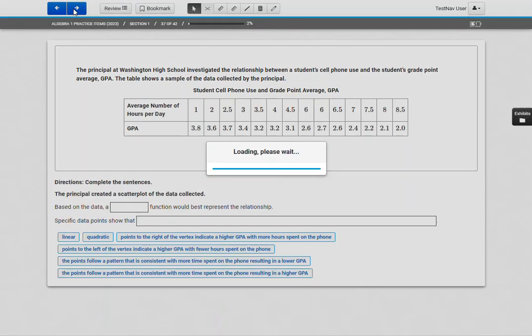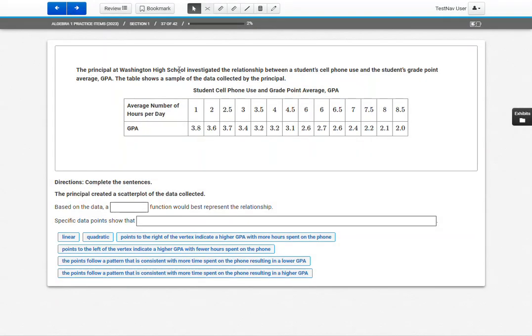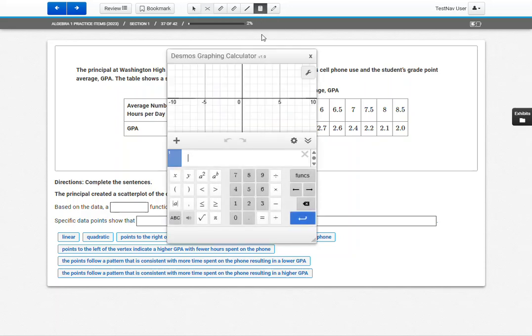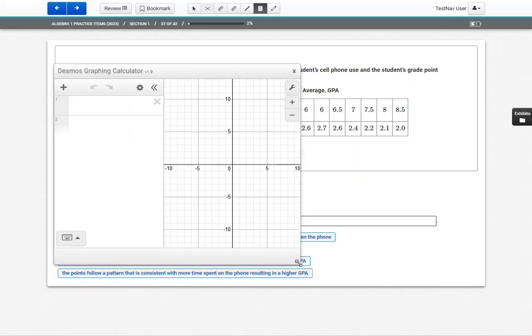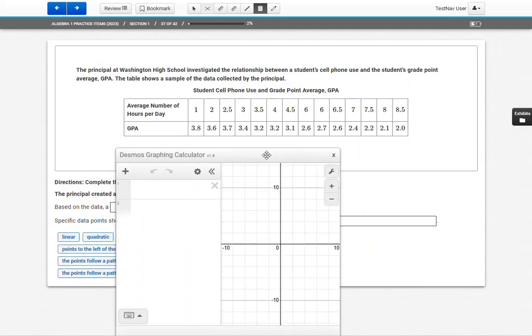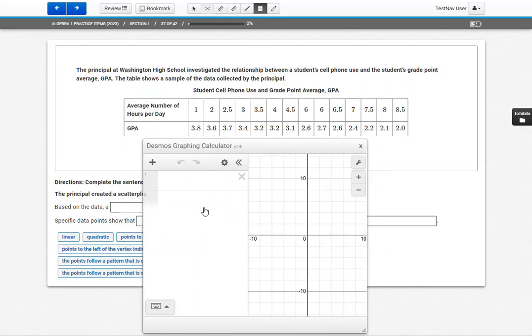Alright, next one. It says the principal of Washington High School, so it's the same information. It says based on the data, so we want to see if it's a linear or if it's a quadratic. Well, let me go ahead and see what it looks like in Desmos. So here's my Desmos. I'll go ahead and plug the data in. You're going to have to kind of adjust to see how it will look. So to put the data in here, I will go ahead and press the plus button, a table, and I'm going to plug in my data.